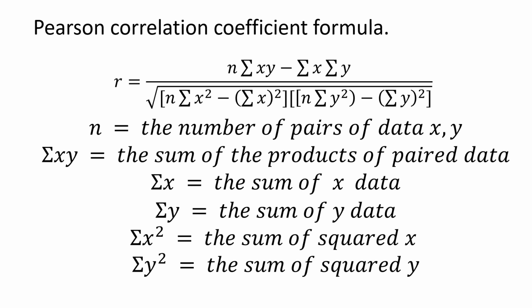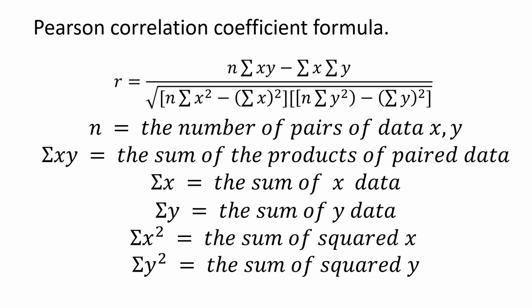So what is that? N is basically the number of points, the pairs of data, meaning the values x and y will be the same count, right? That is different. What is xy? Xy is the sum of the product of the pair data.